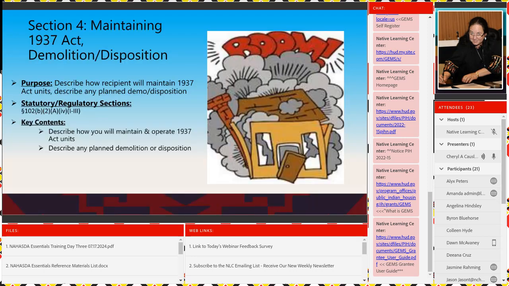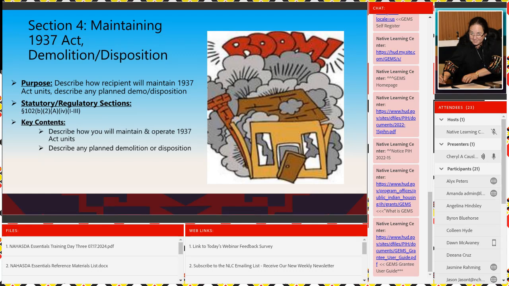Disposition. So this is your 1937 Act. Let's say you have a rental project. I had one of 10 that I did this with. Okay, we looked at rehabbing them and came up with the conclusion that it would be cheaper to rebuild in the same footprint than it was to rehab them. So it's called the demolition disposition.